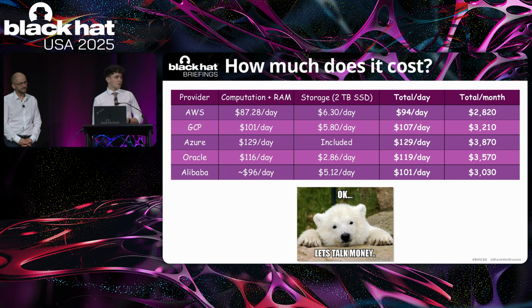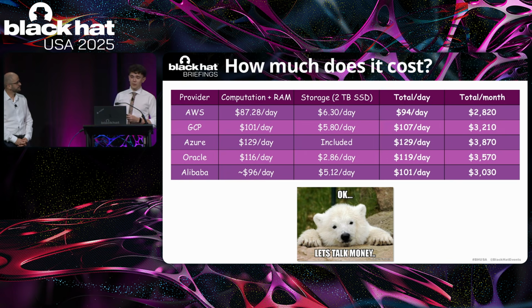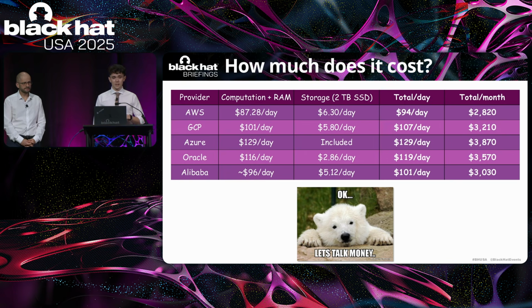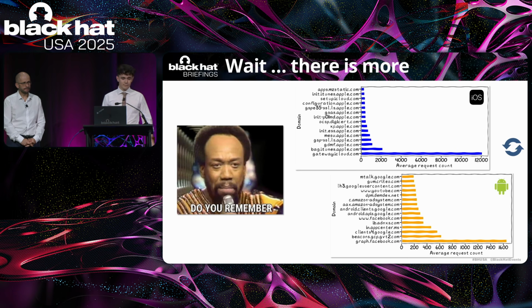Before we conclude, we should talk about the money. By using the cheapest cloud provider, there will be a minimum of around $3,000 a month, so virtually anyone with minimal resources can build accurate user profiles and track their devices. But wait, there is more that we have learned in our research.